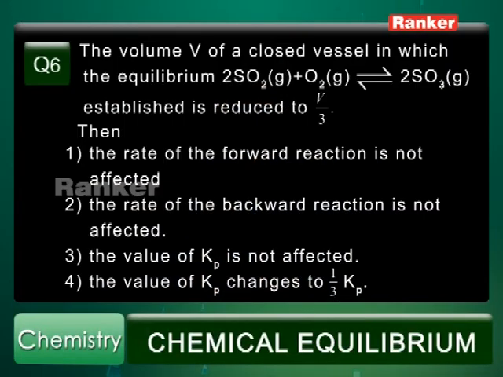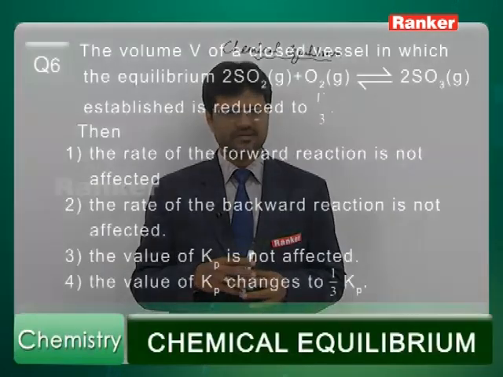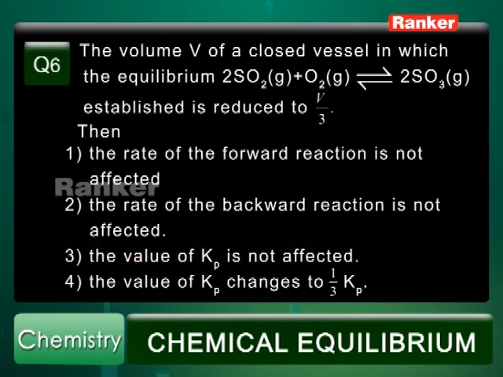The rate of forward reaction is not affected, the rate of backward reaction is not affected, the value of Kp is not affected, the value of Kp changes to 1 by 3 Kp. The fourth option is an incorrect statement. Actually, the value of Kp does not change. So, the correct answer is the value of Kp is not affected.